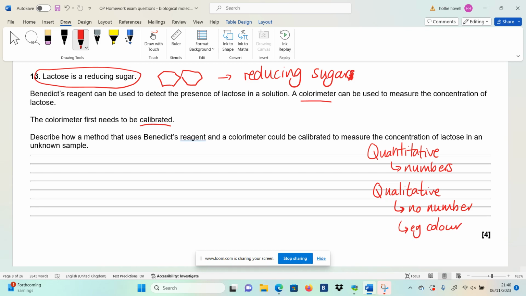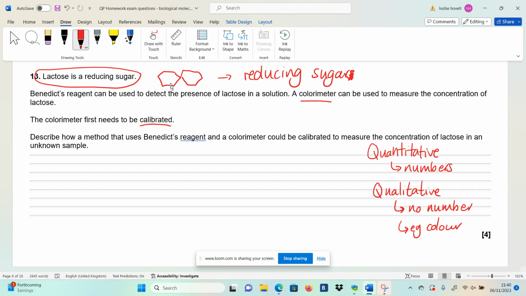Now, sometimes you could say it's semi-quantitative because you've got the colour scale where the high concentration is red, lower concentrations orange, lower concentrations yellow, etc. So there is an argument that it's semi-quantitative, but it's not quantitative. We're not getting exact values. We don't know exact values. We haven't got any numbers.